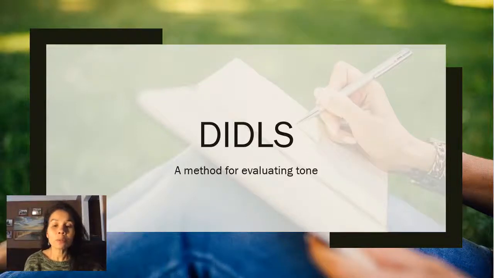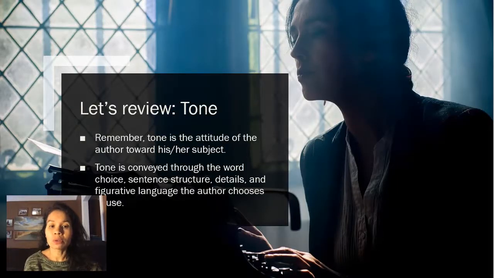Hello class, in this presentation we're going to go over a method known as DIDLS, D-I-D-L-S, a method for evaluating tone when you're evaluating author text. First, let's review tone. Remember, tone is the attitude of the author toward his or her subject. Tone is conveyed through the word choice, sentence structure, details, and figurative language the author chooses to use.